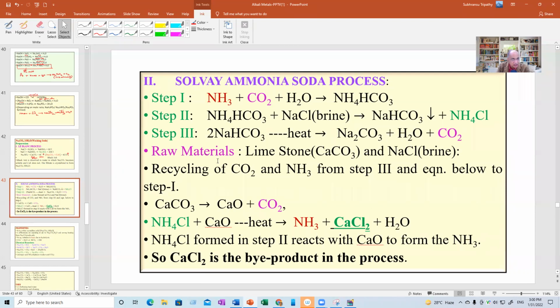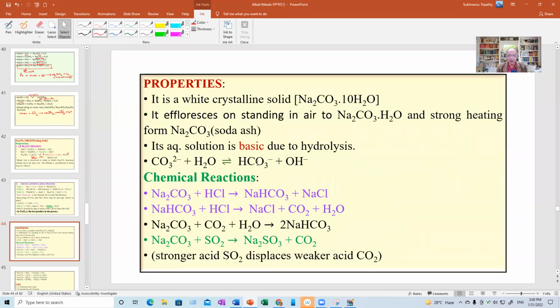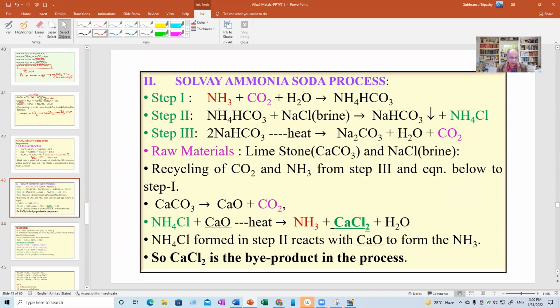Now there are 3 steps. First, there is a large chamber. I will show you that. That's not required. I will not show. It's not required. Ammonia and carbon dioxide will be bubbled in one chamber containing water under pressure. So these 3 will combine to form ammonium bicarbonate.